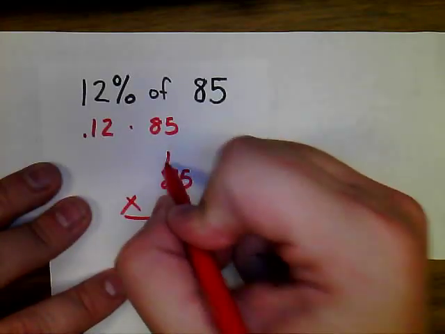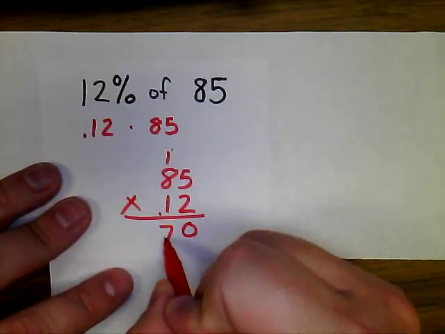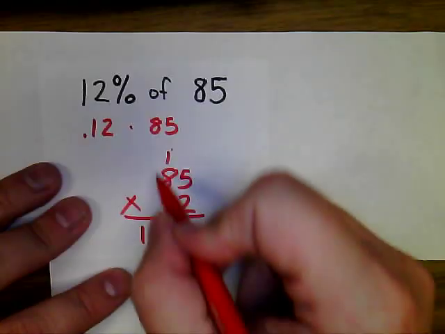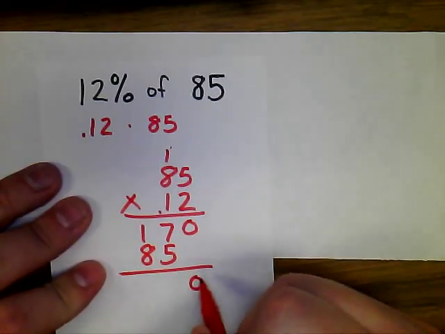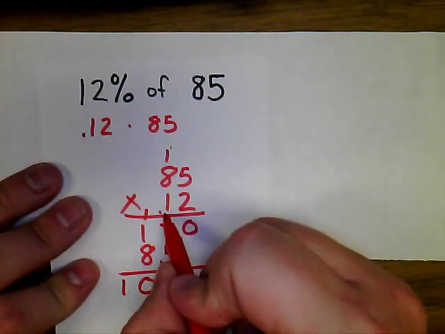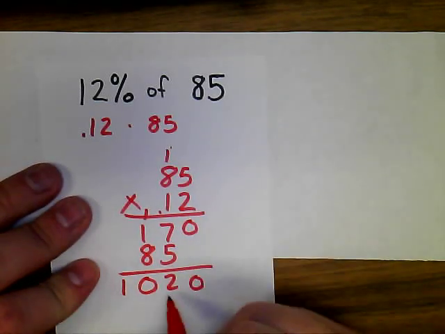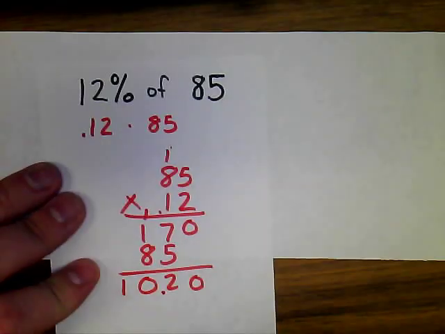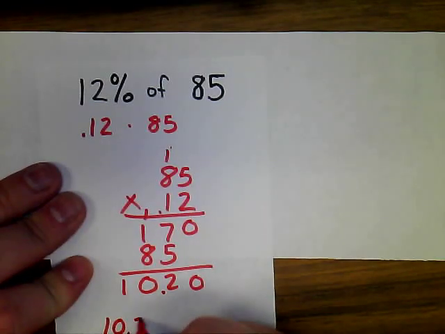2 times 5 is 10. Carry the 1. 2 times 8 is 16, plus the 1 is 17. 1 times 5 is 5. 1 times 8 is 8. Bring down everything. Now, obviously there are 2 decimal places in this factor, so there are 2 in your product. 12% of 85 is 10.2.